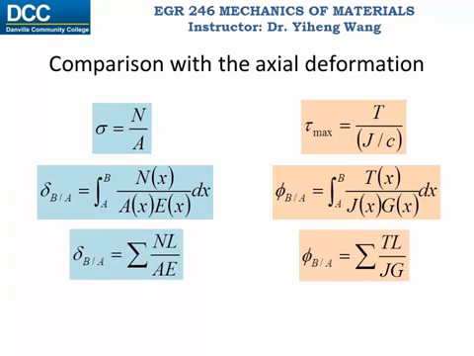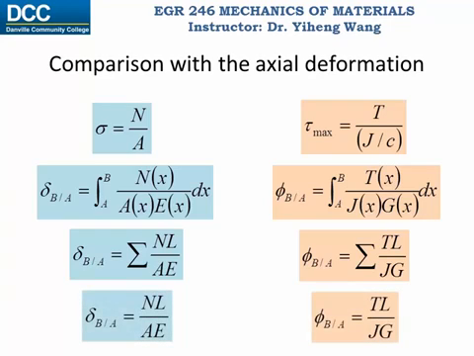And both equations can be reduced to this summation form if there are several segments, and within each segment, the internal reaction is a constant, the geometric property is a constant, and the material property is a constant. And if you only have one segment with constant internal reaction, constant geometric property, and constant material property, then these two equations reduce to this simple form.